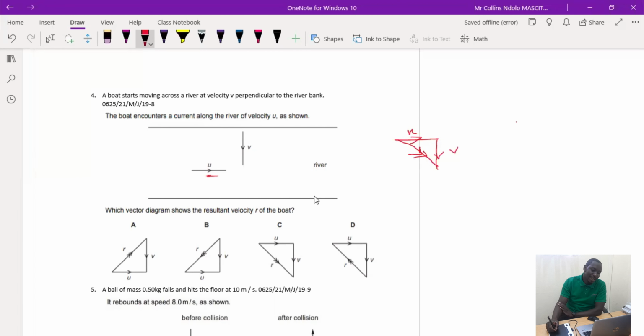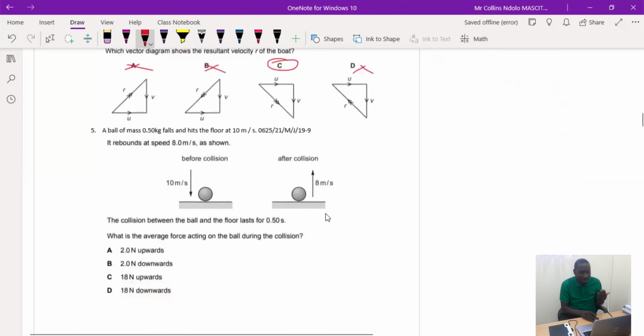What if I have V here, and then U here? You can see it still has to be parallel. So whatever we are looking for, we are looking for a vector in this direction. If I look at all this, A is out, B is out, D is out. So our correct answer is C. So that is what you're supposed to be doing. This should never appear in any of my lists of most challenging questions.